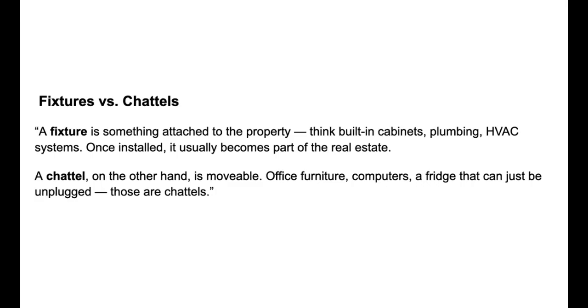So what are fixtures and chattels? A fixture is something attached to the property. Let's say building cabinets, plumbing systems, HVAC systems. Once these are installed, it's usually very hard to take them off and they become part of the real estate. On the other hand, a chattel is movable. Office furniture, computers, a fridge, you name it. These things can be unplugged and wheeled away.